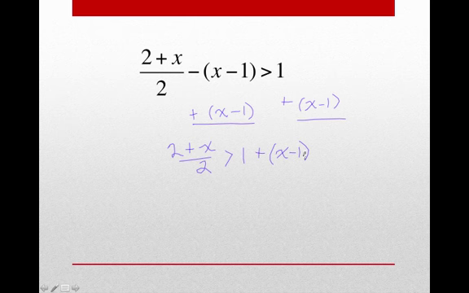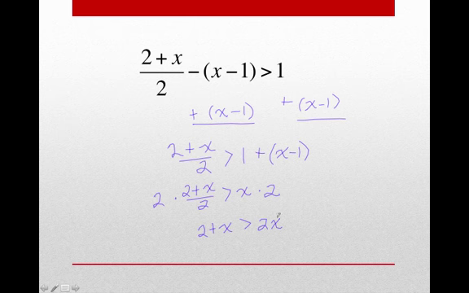notice I have 3 things on this side of my inequality. So I'm going to repeat this, but simplify this. I've got 1 and minus 1, so those are going to cancel out, and all I have left is an x. Now I can go back, multiply both sides by 2. And I get these to cancel out, so 2 plus x is greater than 2x.